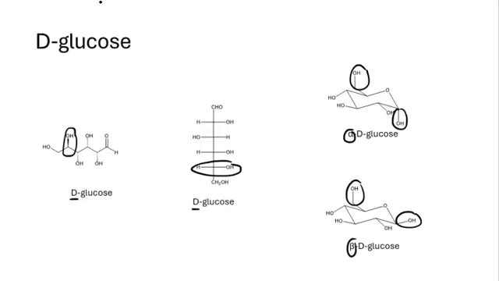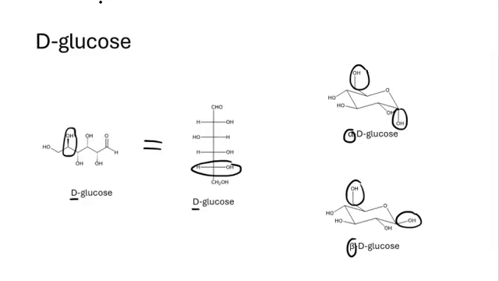So we can go from the bond line structure to the Fisher projection very easily, and we'll see how to do that later. But these are the same structure, just a different way to represent it. They both represent the same chain version of, in this case, D-glucose.